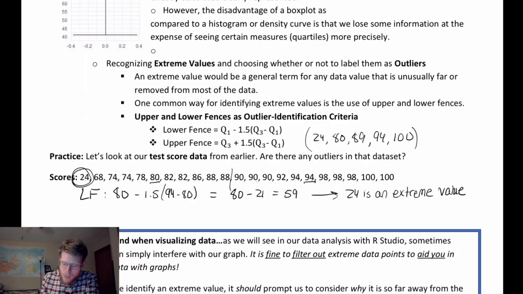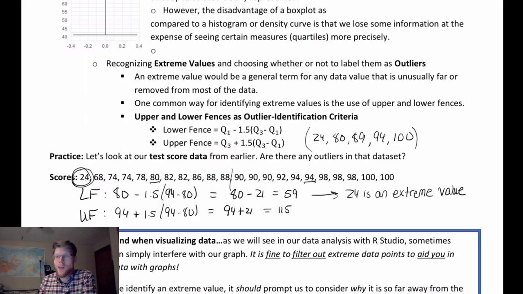All right, so the upper fence is going to be our third quartile, 94, plus 1.5 times the interquartile range. So it's going to be 94 plus 21, and that's going to be 115. And you'll notice that we don't have any data points above 115. So that means we don't have any extreme values on the higher end of our data. No extremes on higher end.